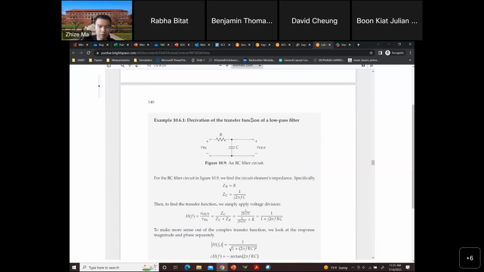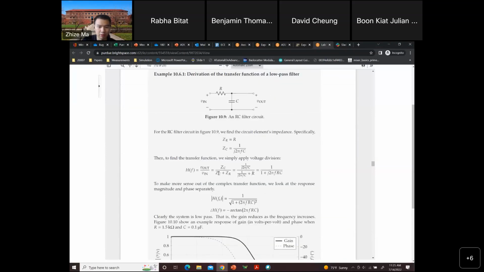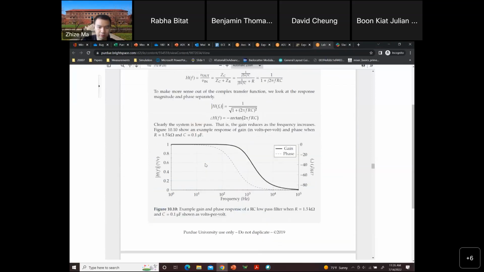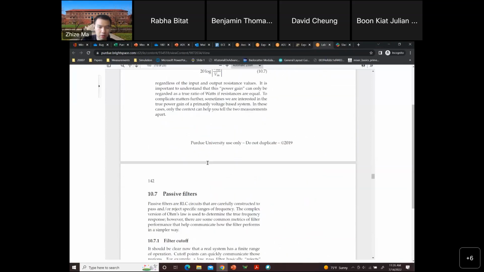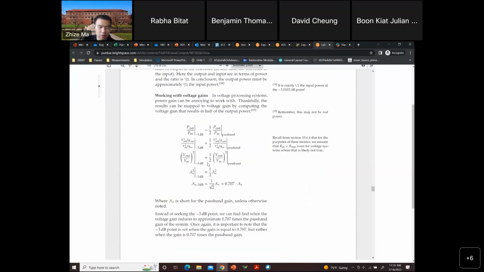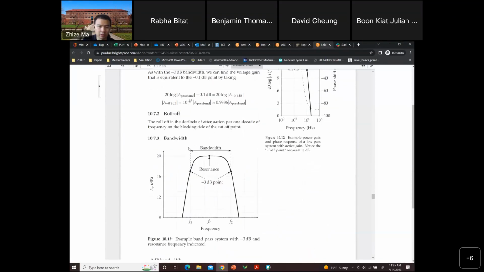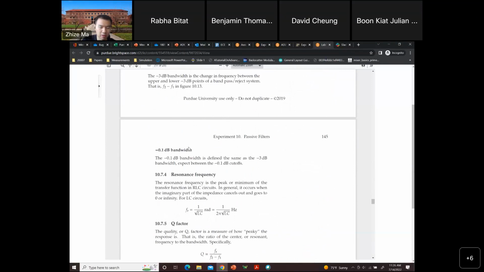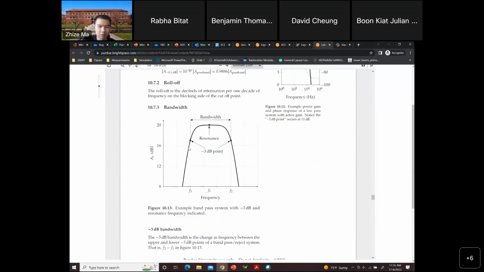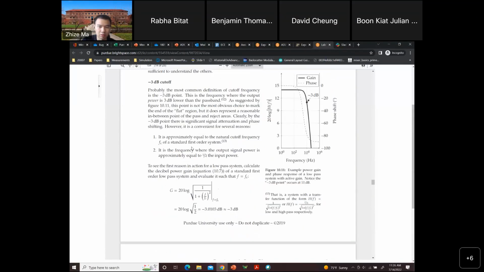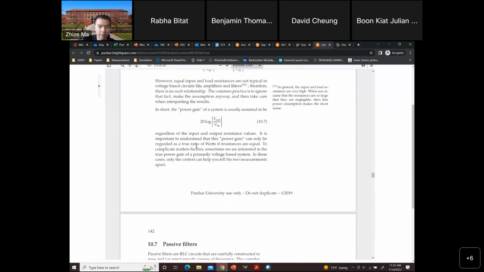And make sure you also check this example, because this example shows how to do the basic transfer function calculation by using the impedance equation. And of course there are different kinds of filters. There's a low pass filter and a high pass filter, and also there are band pass filter and band reject filter.